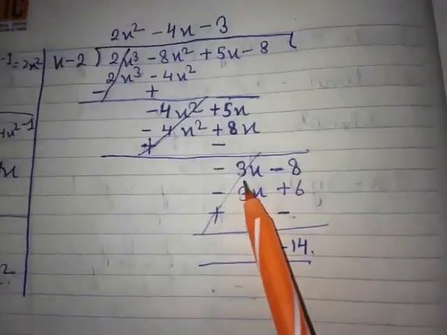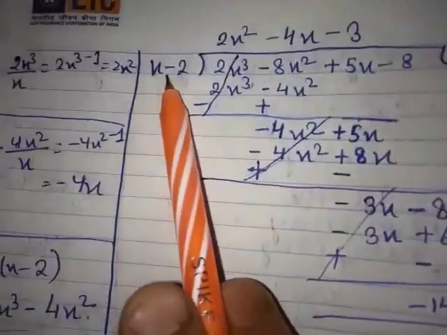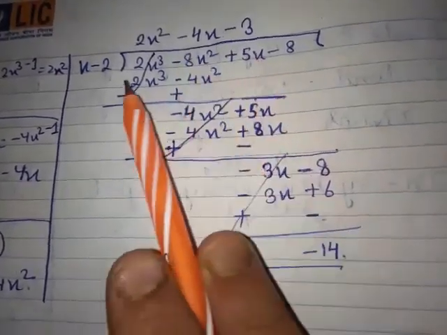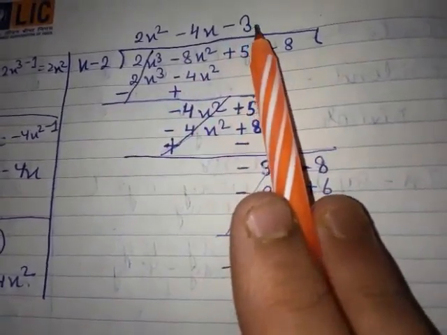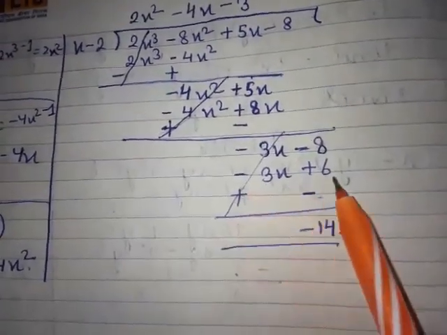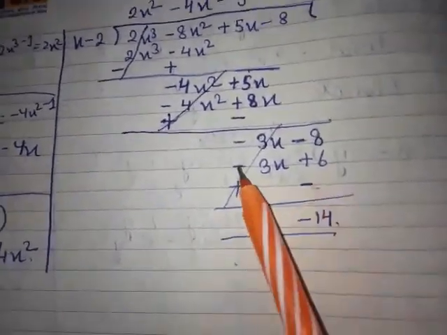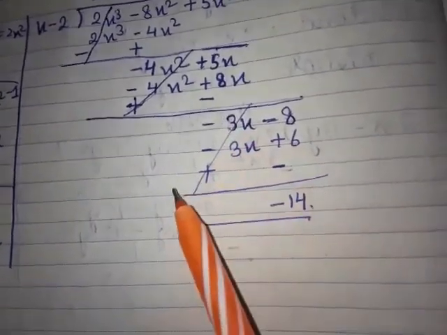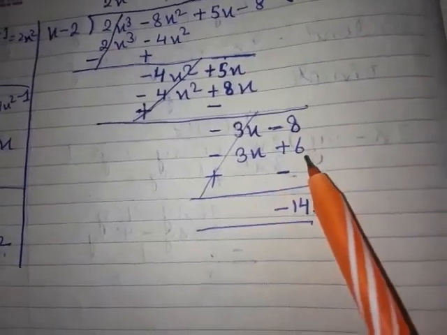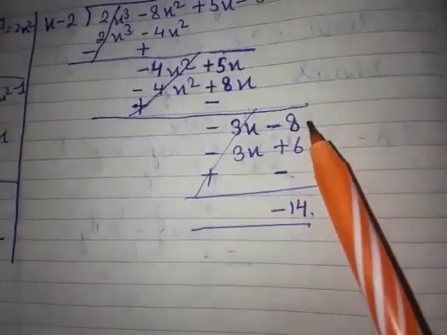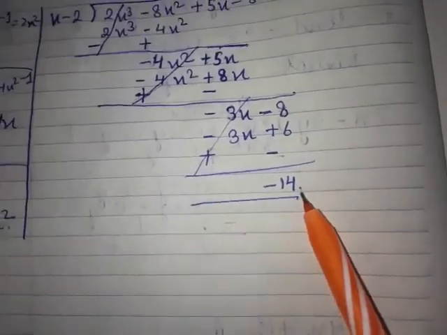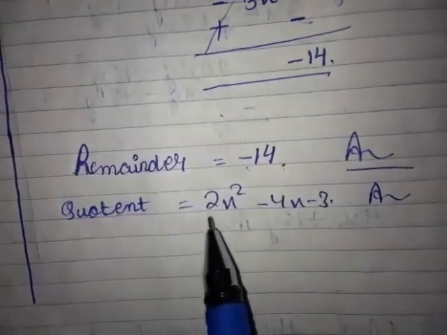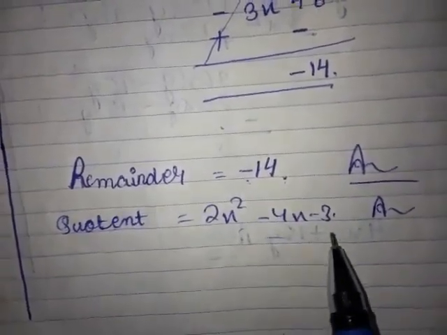Same way here also, first term is minus 3x, here the first term is x. On dividing we get minus 3, so we multiply x minus 2, the whole x minus 2 by minus 3. On multiplying we get minus 3x plus 6. Here also the signs we will change, it has become plus, here it has become minus. So same value with different sign is cut. Minus 8 minus 6, same sign, put the sign, add both. 8 plus 6 gives 14. This is the remainder. So here now the remainder is equal to minus 14 and the quotient is equal to 2x square minus 4x minus 3.